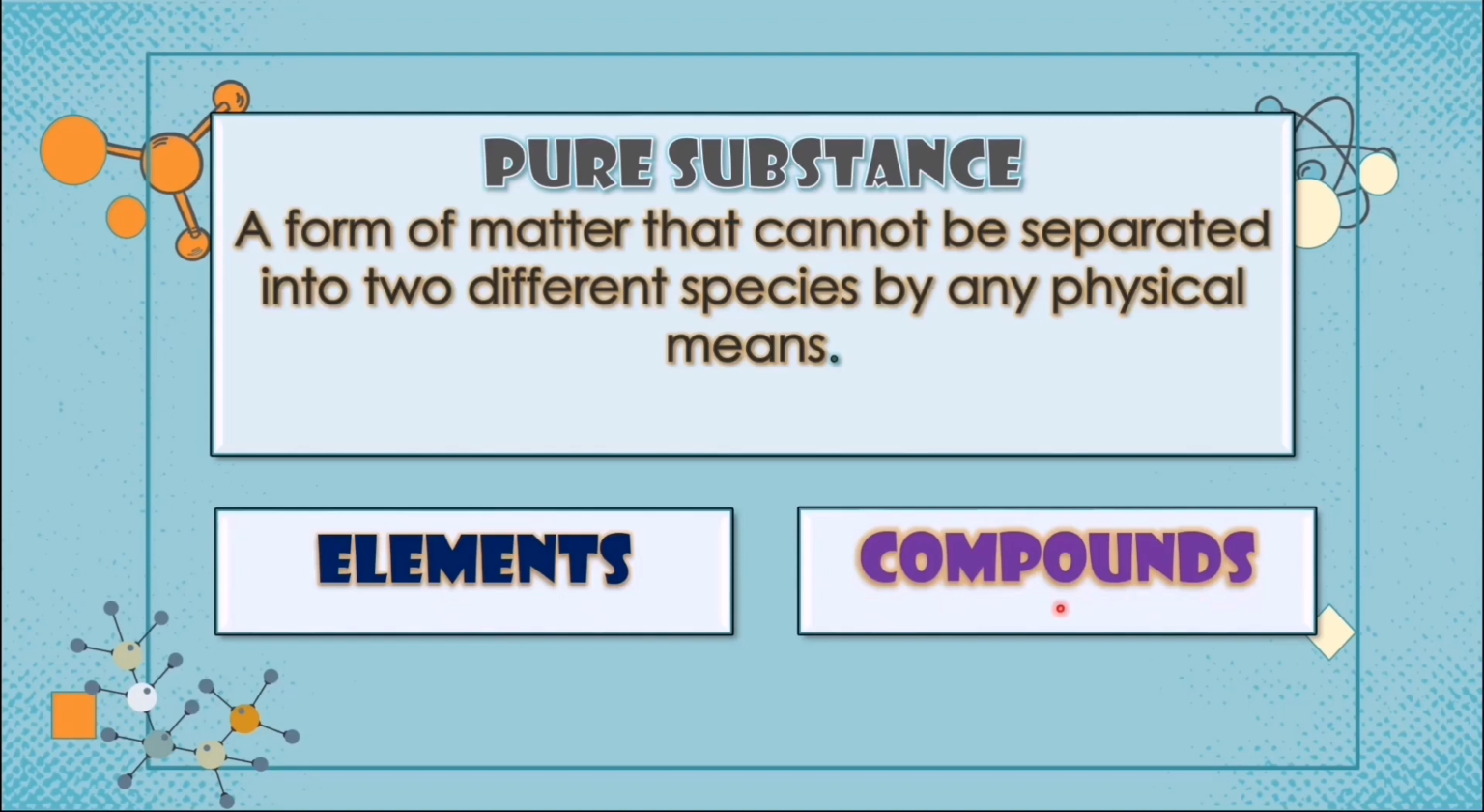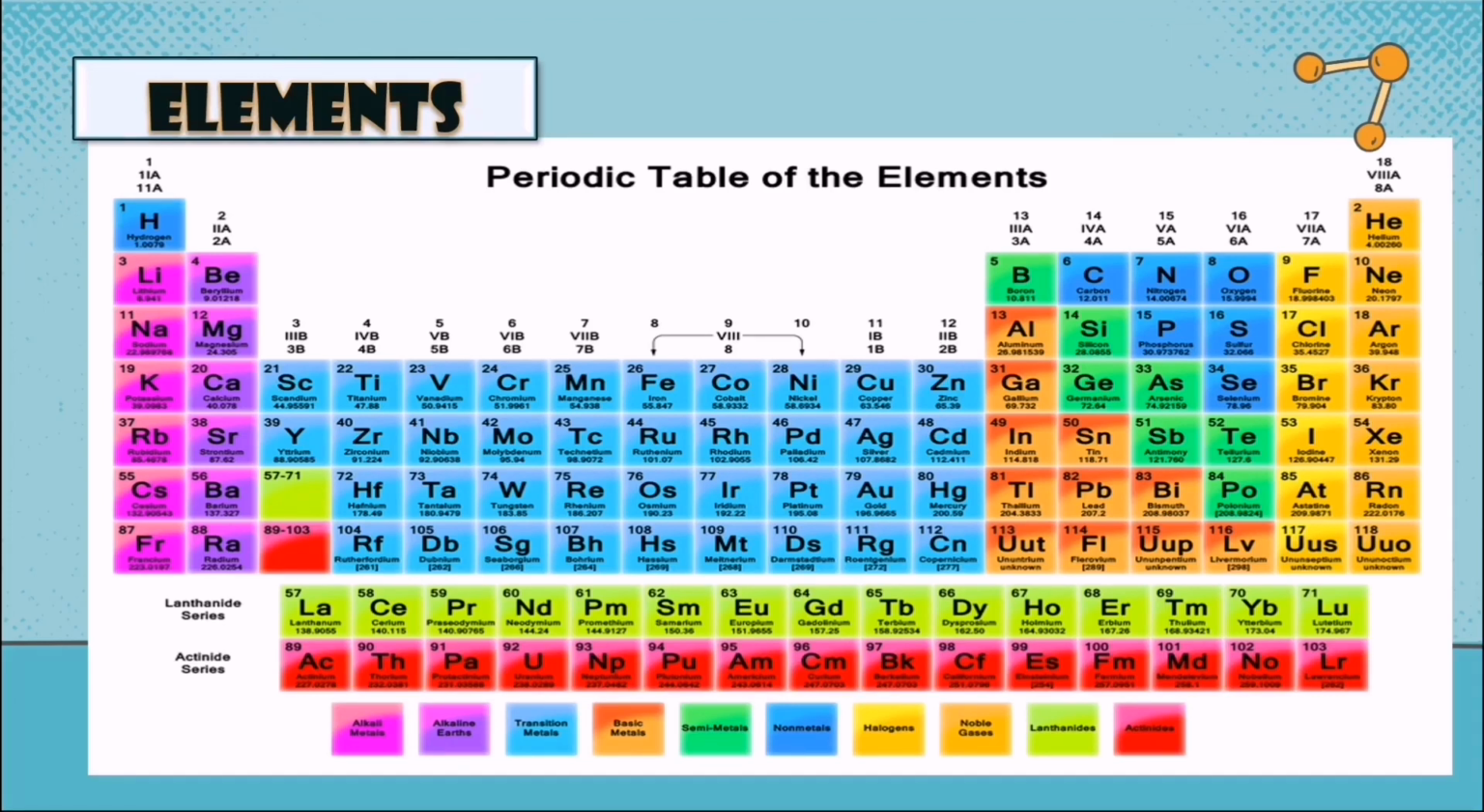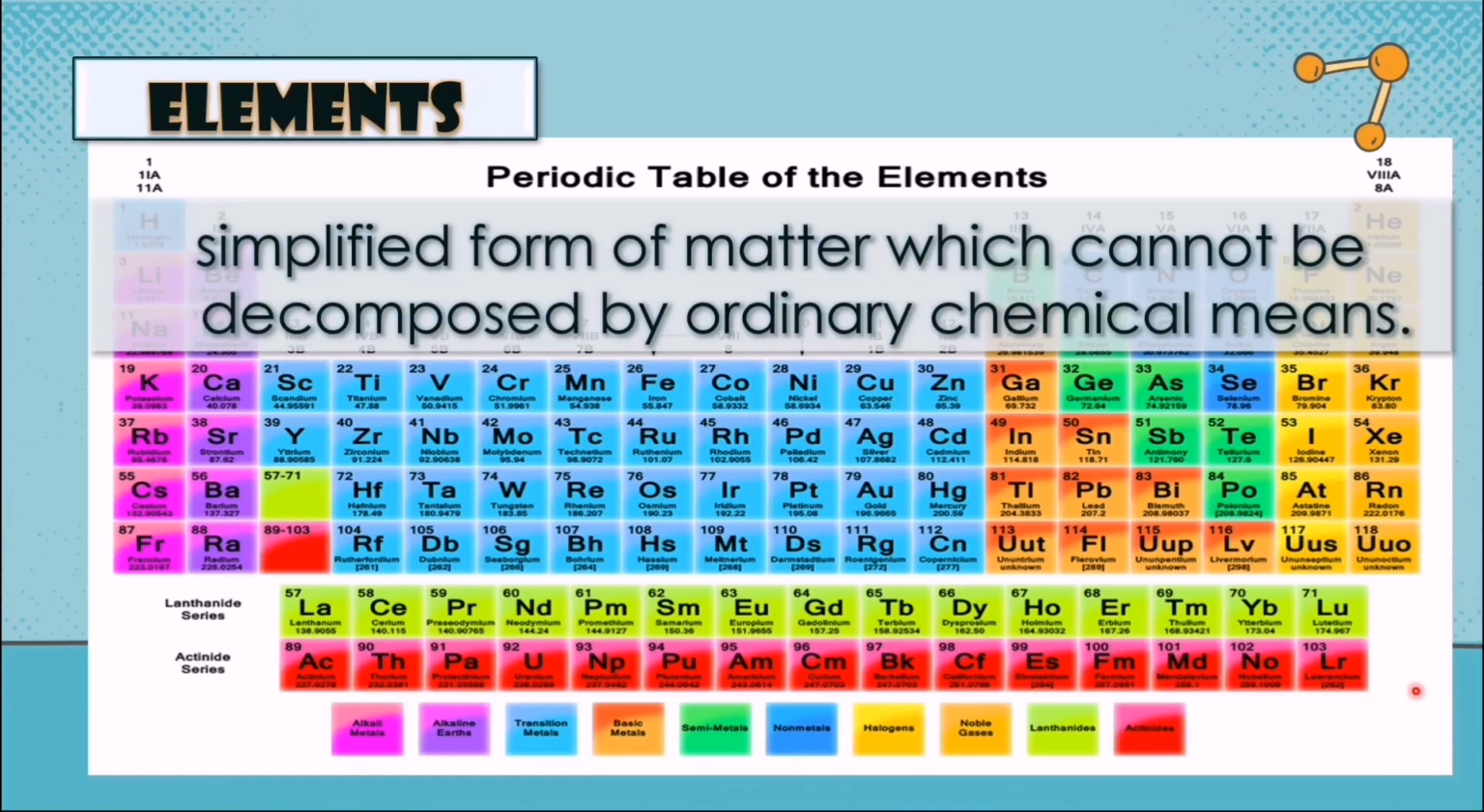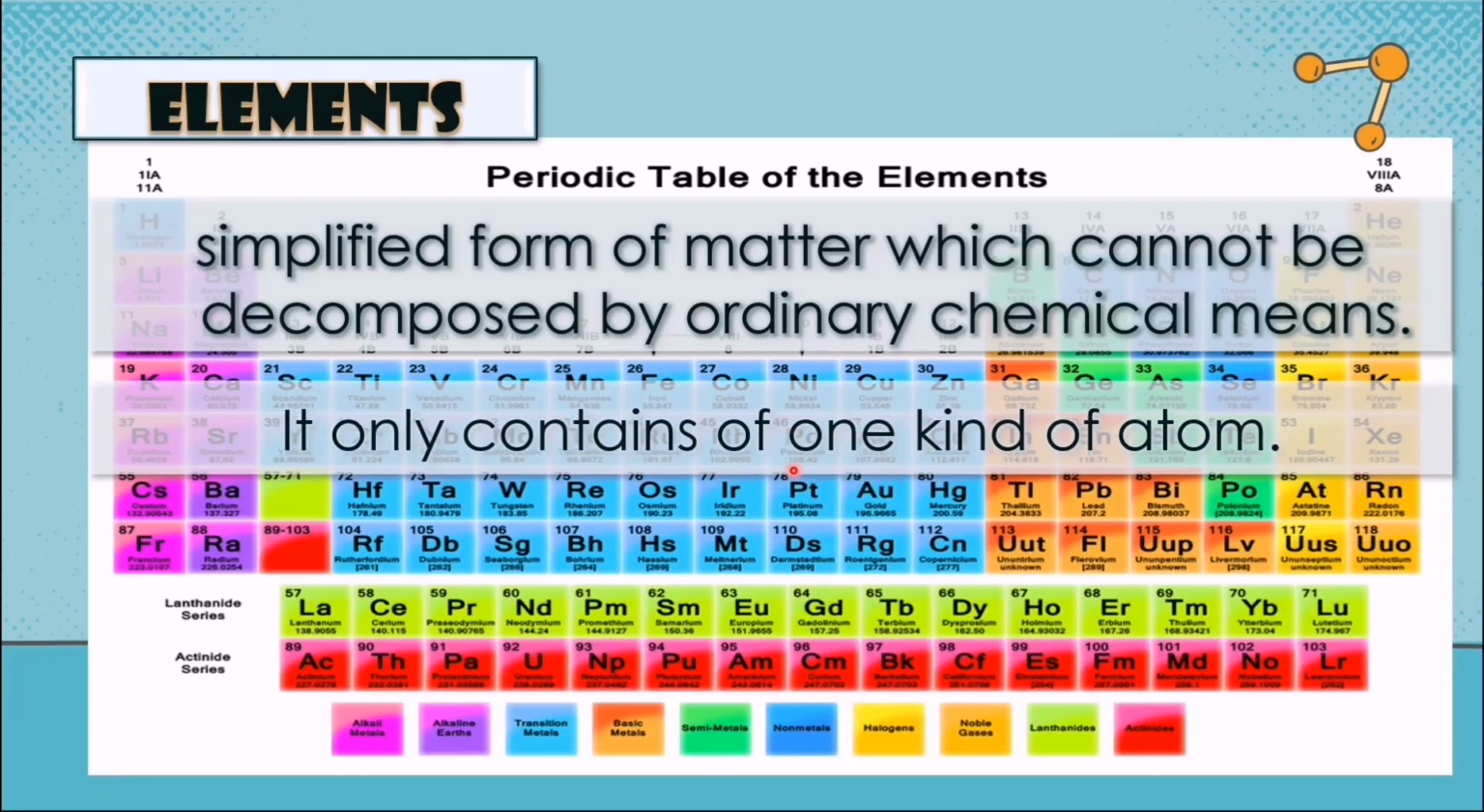This time, we are going to talk about elements. Who among you here is familiar with the periodic table? The periodic table of the elements. Raise your hand. Okay, very good. So when we say elements, these are the simplest form of matter which cannot be decomposed by ordinary chemical means. So it cannot easily be broken down because it only contains one kind of atom.